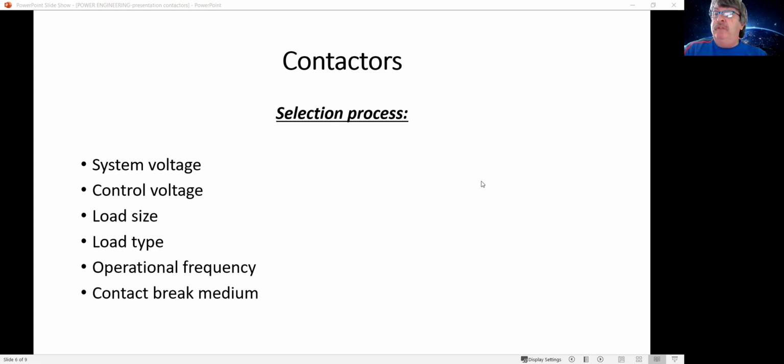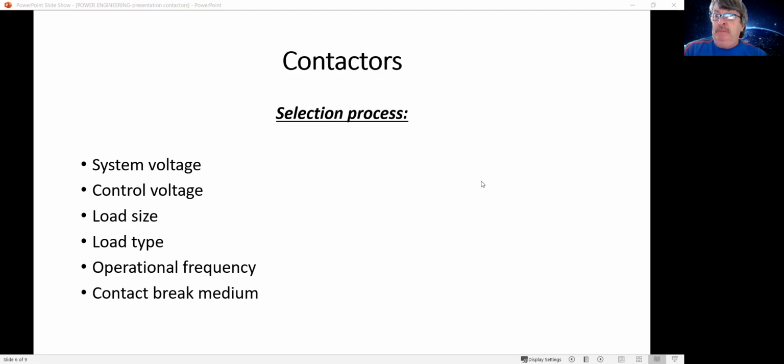There's a coil involved, so we need to know whether we're AC and at what voltage it is, so that we size it there. If you put too high a voltage on a coil, you will burn the coil, obviously. We need to know the load size. We need to know what kilowatt that motor is, what full load current it is, the load type. It's a squirrel cage motor, for instance.